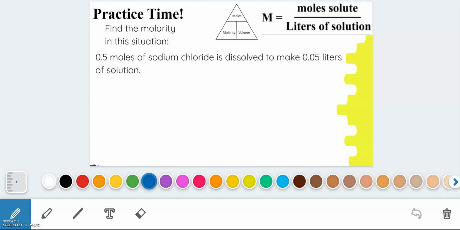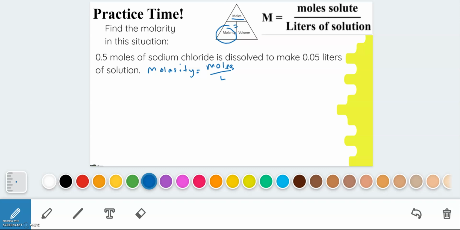Just a reminder that molarity is equal to moles over liters. That's how we can solve for molarity. And that you can see up here, right? We have molarity, moles over liters, if we want to use our triangle.